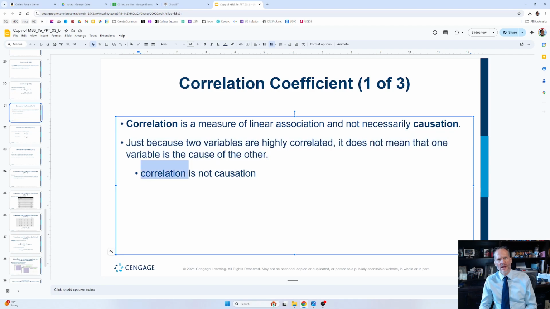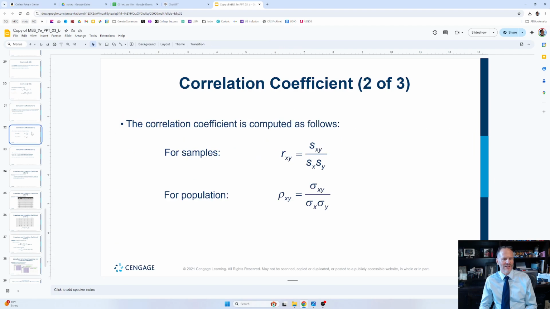Just because every time it rains there are clouds, that does not mean that when there are clouds it's going to rain. Sometimes there's just clouds. So the correlation between rain and clouds does not mean that clouds cause rain, right? Like clouds can be there without rain. Correlation is not causation. It's kind of an interesting phrase.